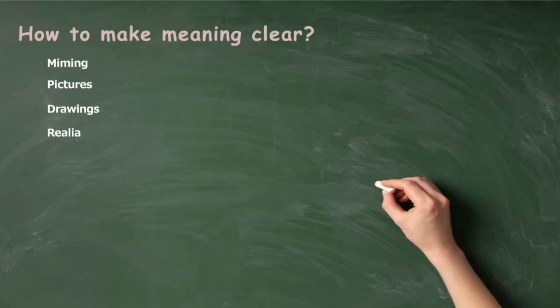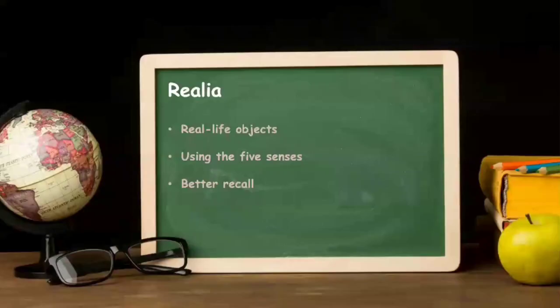Number 4. Realia. Realia refers to the idea of using real-life objects to teach concrete nouns and action verbs. In this way, learners can touch, see, smell, and even taste the objects. It results in better recall because more senses are involved.